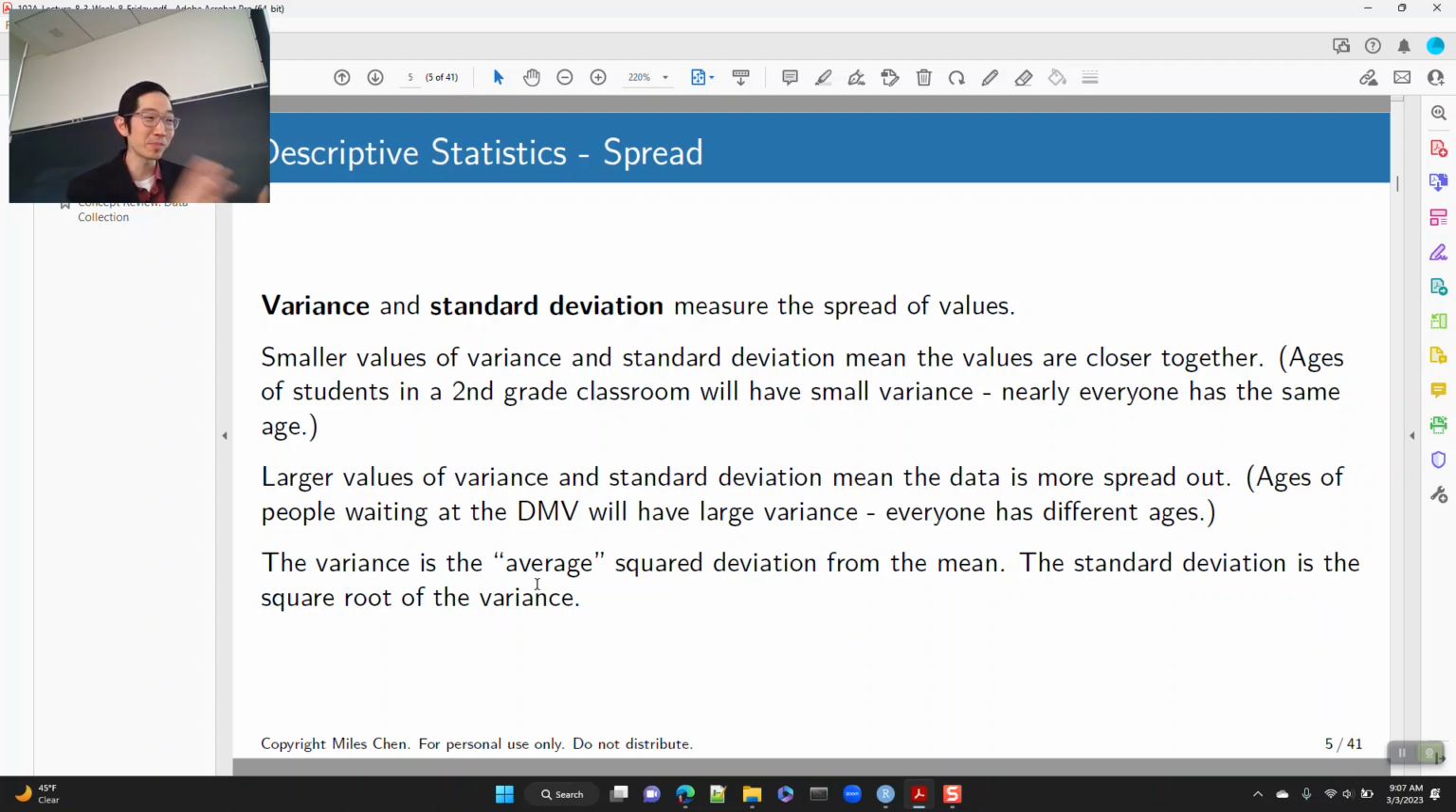At least in the U.S., it's based on age pretty much. And so everybody there is going to be like 7 years old, maybe an 8-year-old, but you're going to have very, very little spread. You're going to have very little variance or variation in the values that you see.